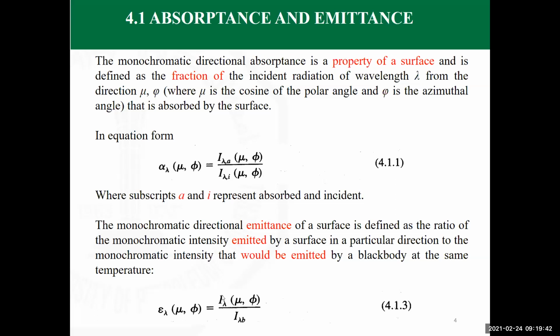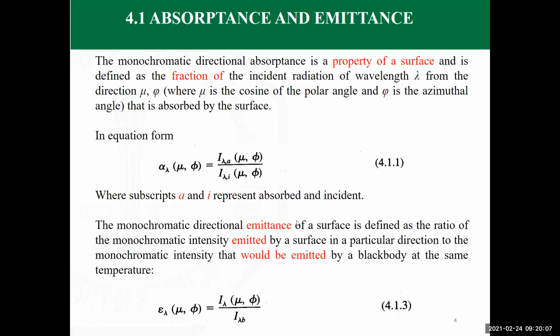It is basically I lambda, so it's monochromatic, it depends on the wavelength, it is directional, and it is compared to the black body. The black body is not directional. The black body is a total kind of intensity, which is ideal in this case.